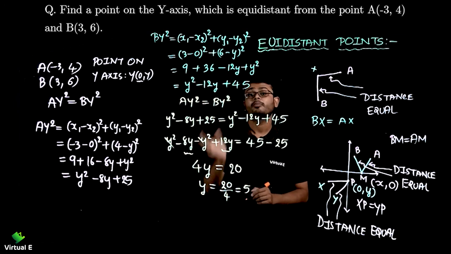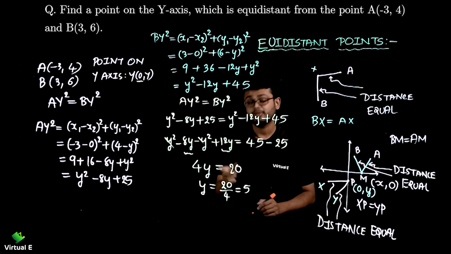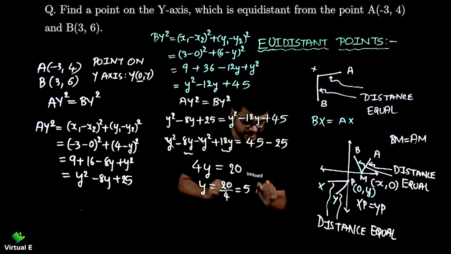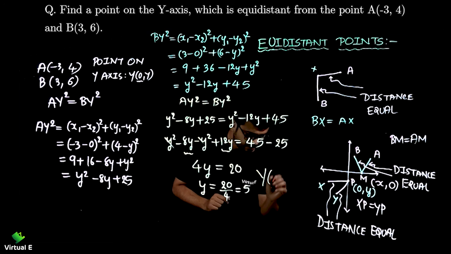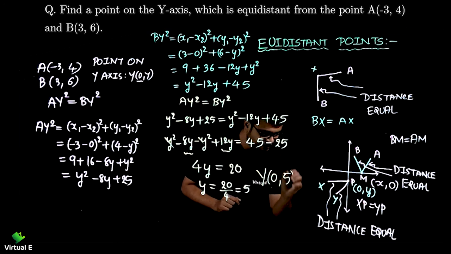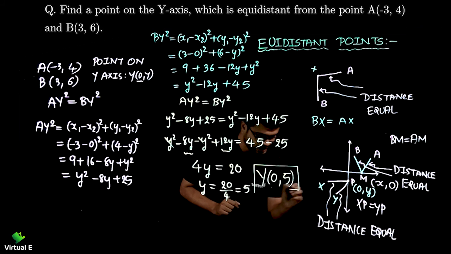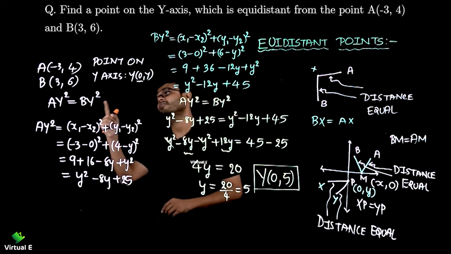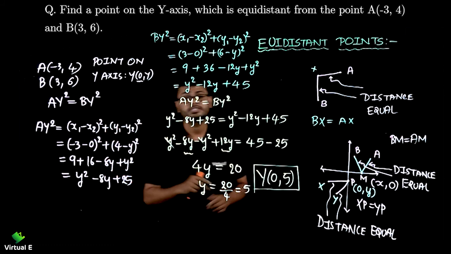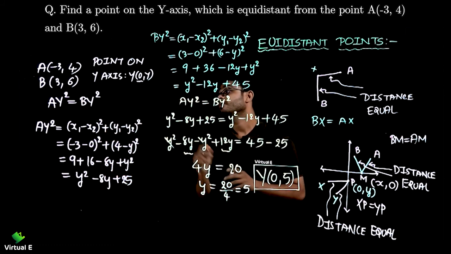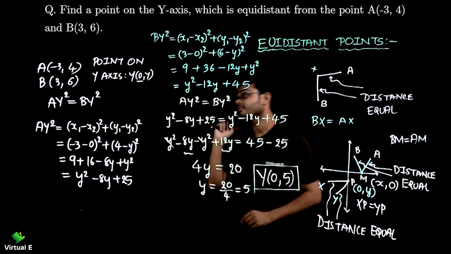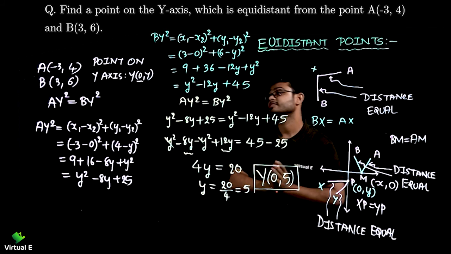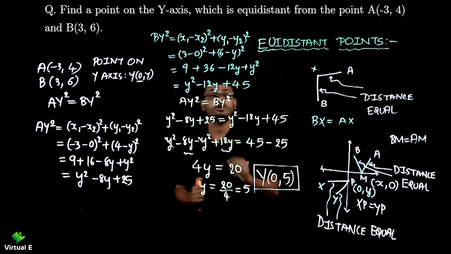Now what is that point? I want the point. Y is not my final answer, but the point. I want a point on the y-axis. So the final answer is (0, 5). That is my final answer. So if I take these 2 points, A (-3, 4) and B (3, 6), then I am going to get on the y-axis the equidistant point, which is (0, 5). So this was the case for the point on the y-axis.